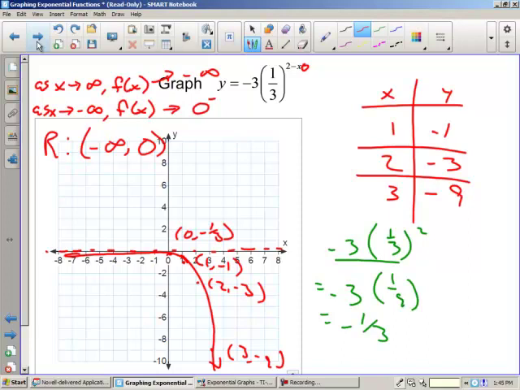I hope this helps with your graphing of exponential functions. I will probably come up with a sheet to give you some more practice, and I'll see you during the next tutorial.